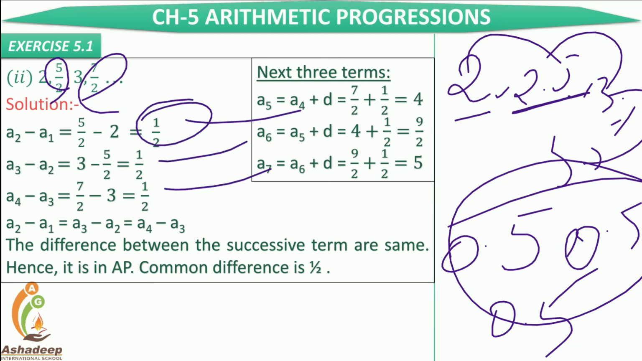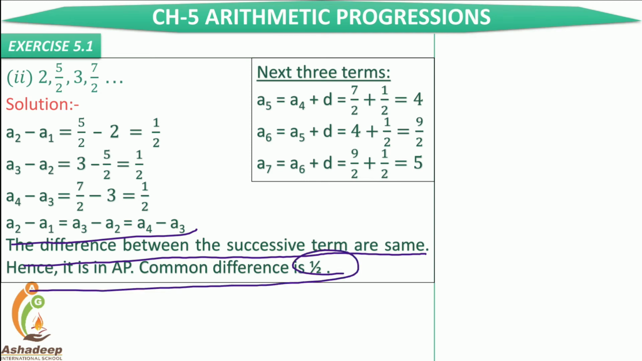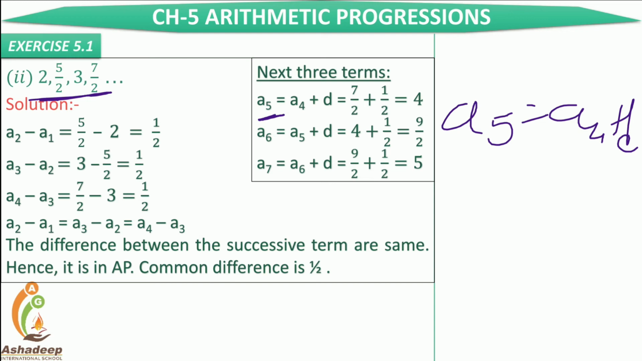1 by 2, 1 by 2, 1 by 2. So therefore we can say the differences of the successive terms are the same. Hence it is in AP and the common difference is 1 by 2. Now these are the 4 terms, now we need to find the 5th term. So what is the 5th term? The 5th term is nothing but A4 plus d, right?